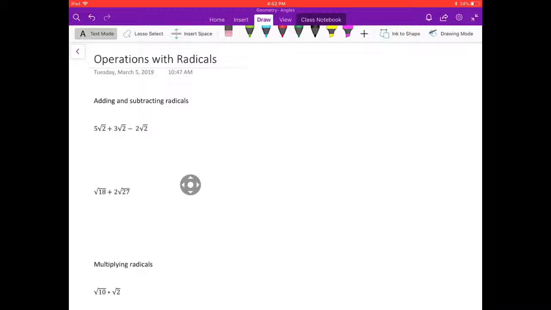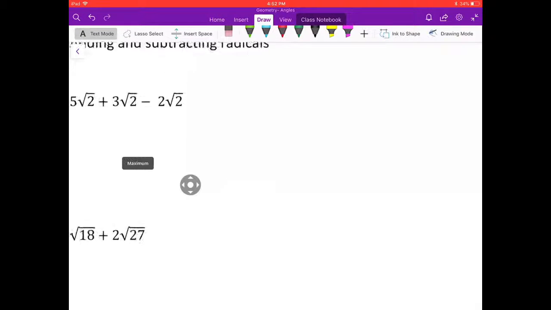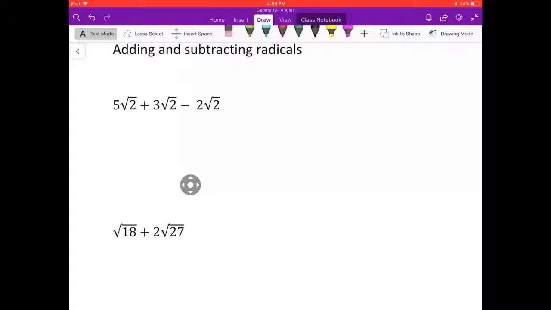In this video, we're going to talk about the different operations that you can do when you have radicals. So the first example we're going to talk about is 5 radical 2 plus 3 radical 2 minus 2 radical 2. So we're going to talk about adding and subtracting radicals.